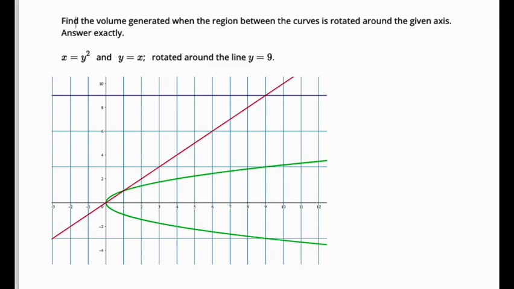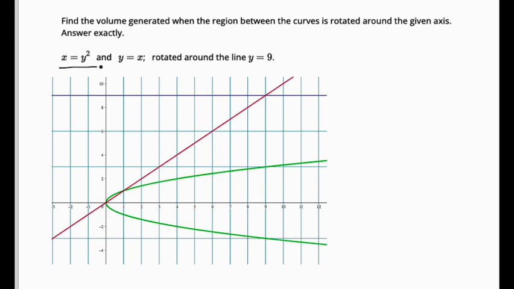In this example, we're going to find the volume that's generated by the region that's bounded by the curves below, and we're going to rotate it around the line y equals 9 to generate that volume. So this green curve right here is the curve x is equal to y squared. This pinkish line is the line y equals x. And this purple line here is the line y equals 9. That's what we're going to rotate this around.